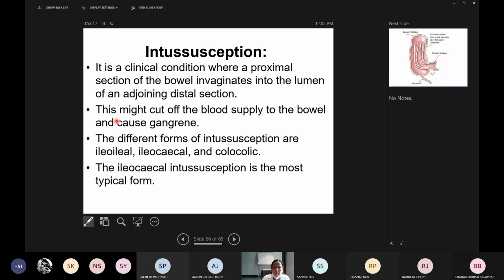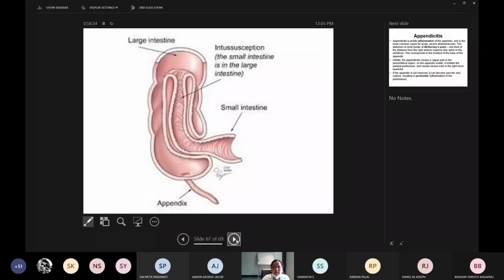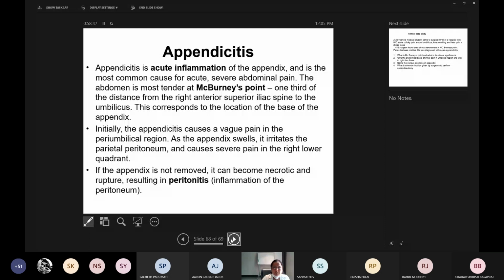That is telescoping of a portion of the bowel into the distal section of the colon. That is called intussusception. This might lead to the cutoff of the blood supply to the bowel and cause gangrene. So you can see here, that is the telescoping of the small intestine into the large intestine. That is the intussusception.